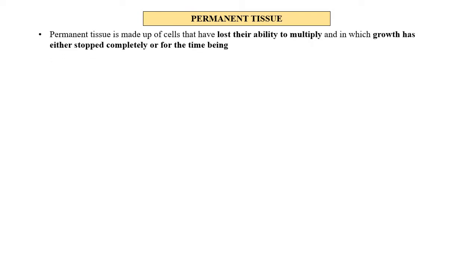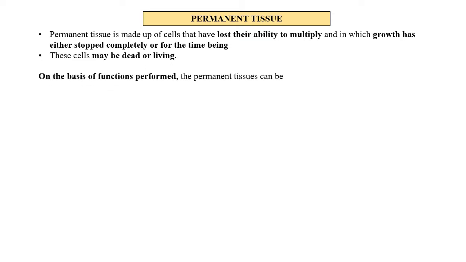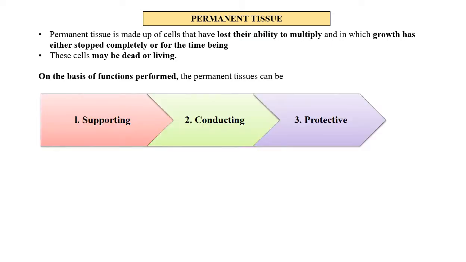Permanent tissue. A permanent tissue is made up of cells that have lost their ability to multiply and in which growth has either stopped completely or for the time being. These cells may be dead or living. On the basis of functions performed, the permanent tissues can be supporting, conducting, and protective. On the basis of composition, permanent tissues can be simple or complex.